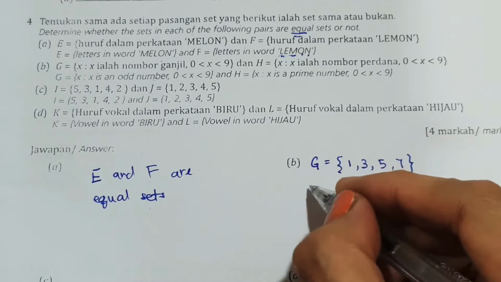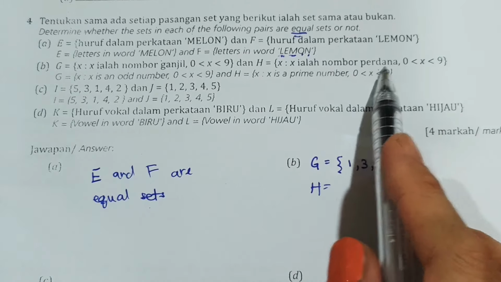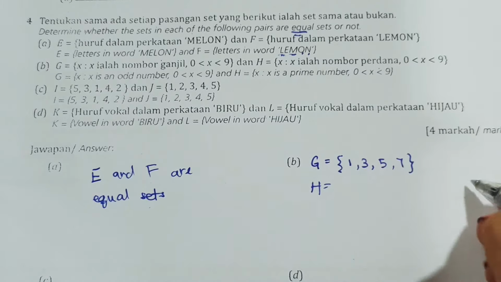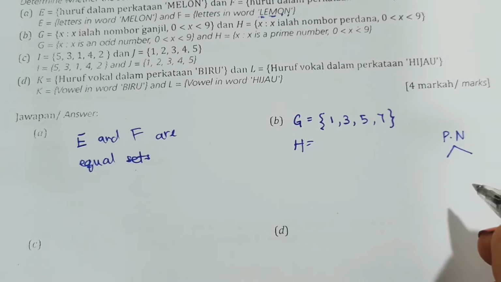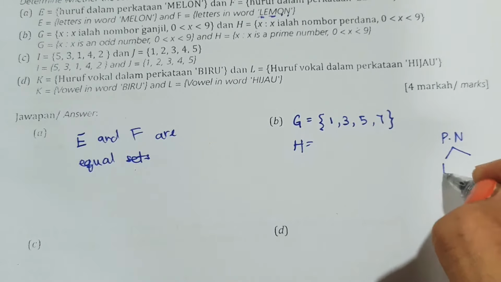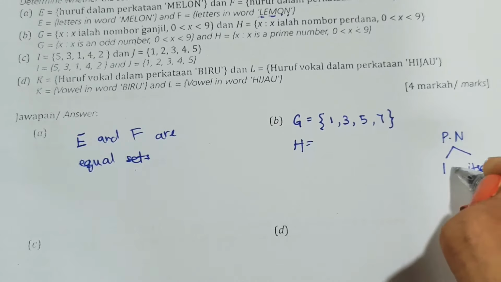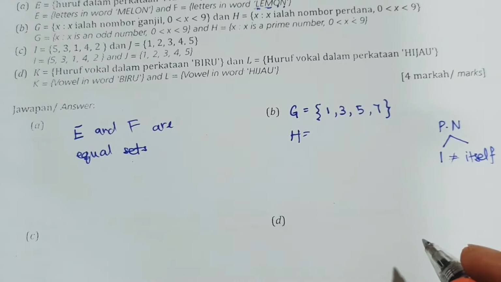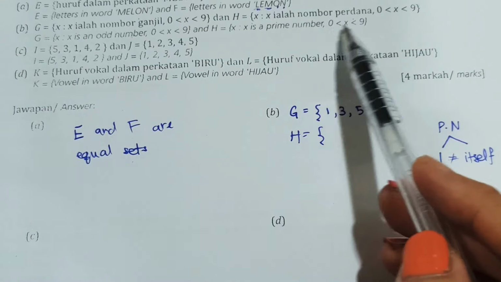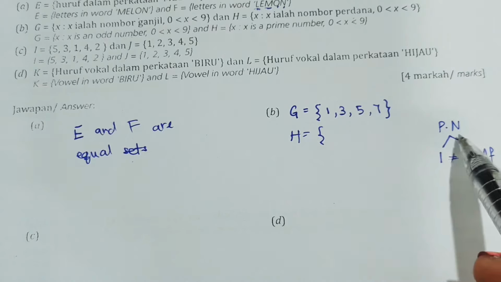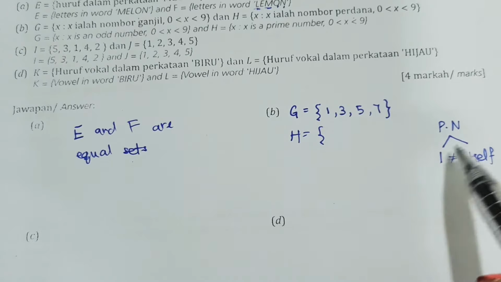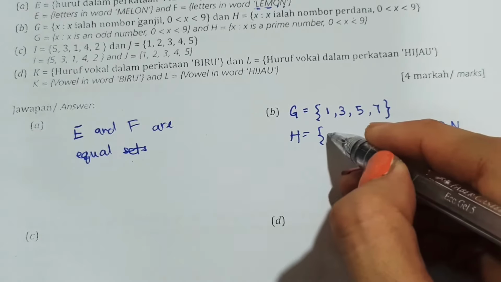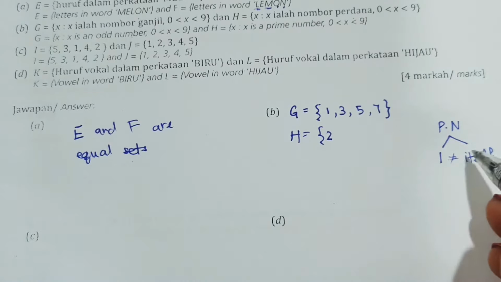Next, H consists of prime numbers in the same range, 0 to 9. So what is a prime number? Remember, a prime number is a number that has exactly 2 different divisors, which are 1 and itself. And these 2 must be different. Therefore, from 0 to 9, starting from 1, is 1 a prime number? 1 can be divided by 1, and 1 can be divided by itself, which is also 1. Therefore, it does not have 2 different divisors. So 1 is not a prime number. The next one should be 2. 2 can be divided by 1 and itself, and that's it.